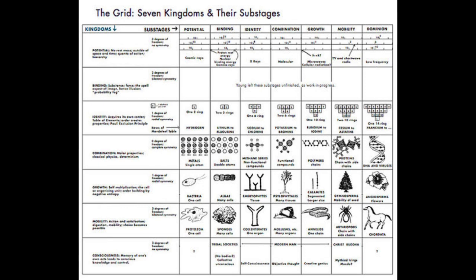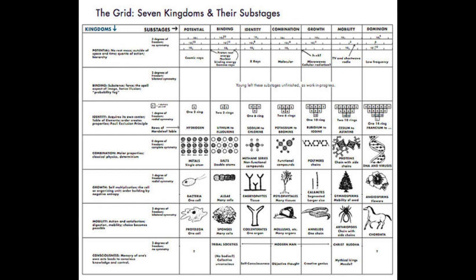Now we're at the molecular level here, which is the principle of combination. So we'll take a look at that in a second. And then we'll be moving to the vegetable world, which is the principle of growth, the animal world, which is the principle of mobility, and the human world, which is the principle of dominion. But as these rows go across horizontally, they recapitulate the same structure, as we'll see here.